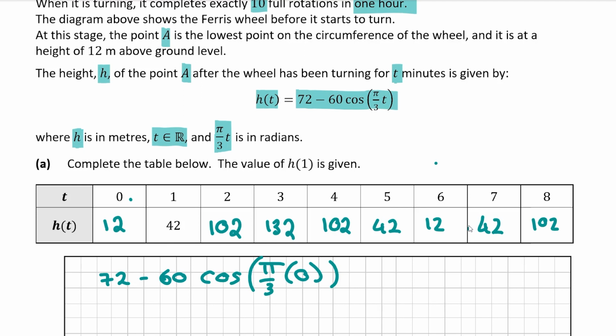And one thing just to note, and this is going to come in handy later in the question, but just to see from a logical point of view that A starts 12 meters above the ground. Now, when does it come back down to 12 meters? And we can see that it's again at 12 meters after 6 minutes have passed. So it does a full rotation in 6 minutes. So that'll be important to note as we go forward in the question.